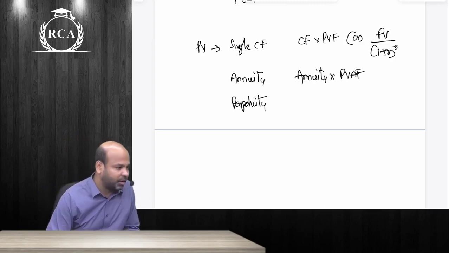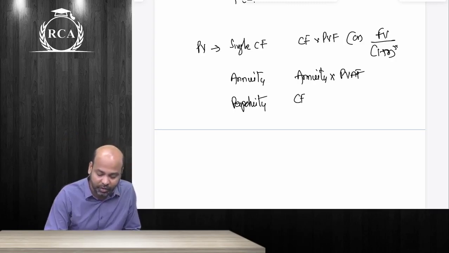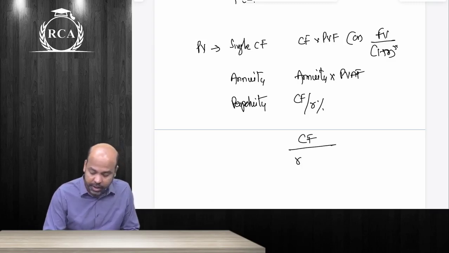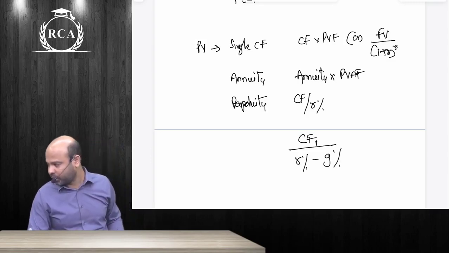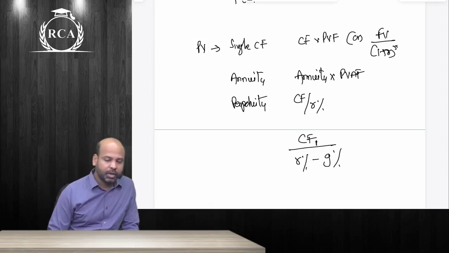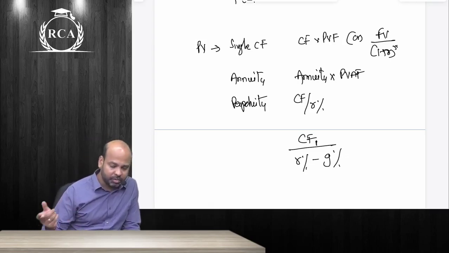Perpetuity, how will you compute present value? It will be cash flow divided by r%. If it is constant growth perpetuity, cash flow divided by r% minus g%. Cash flow of year 1 divided by r% minus g%. Are we clear? We'll continue tomorrow with the concept of variable growth rate.